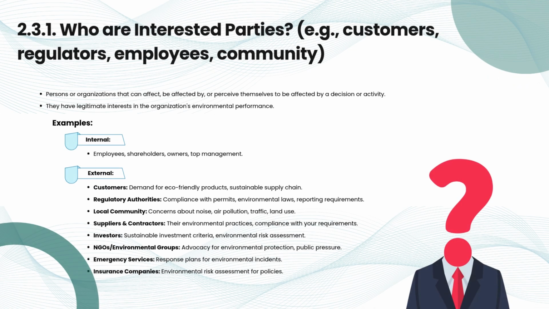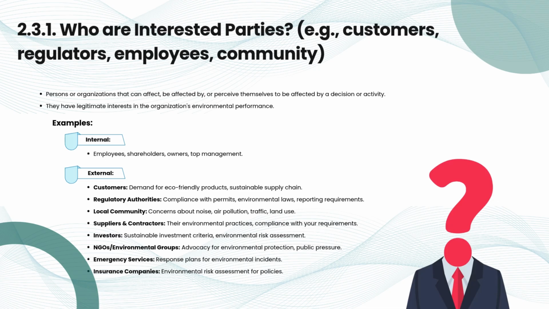Interested parties are individuals or organizations that can affect the organization, be affected by it, or perceive themselves to be affected by its actions or decisions. They are important because they have a legitimate interest in the organization's environmental performance. Internal interested parties include employees, shareholders, owners, and top management.